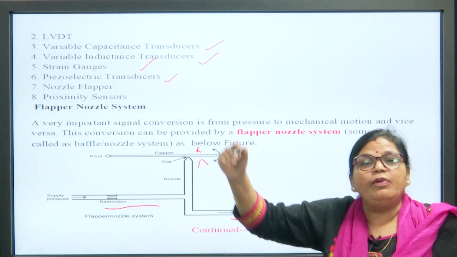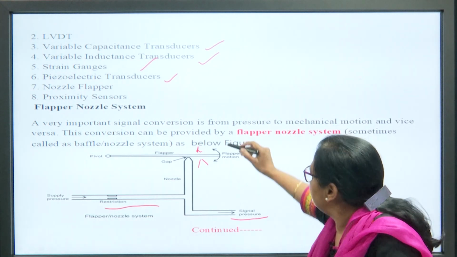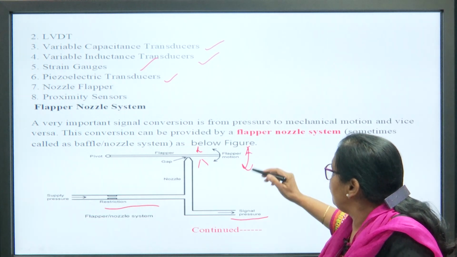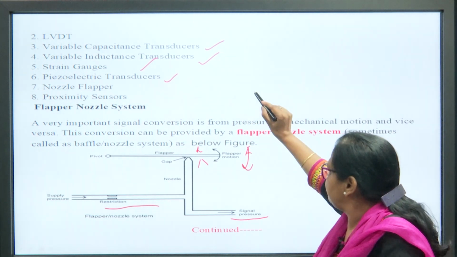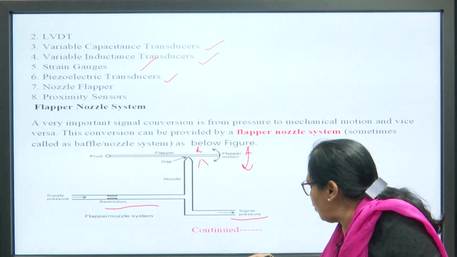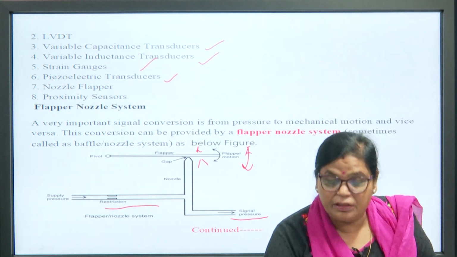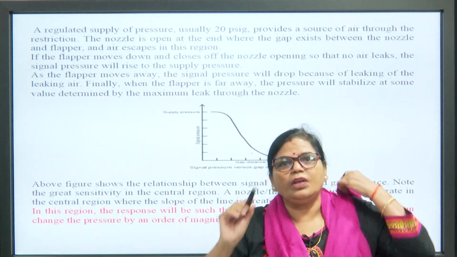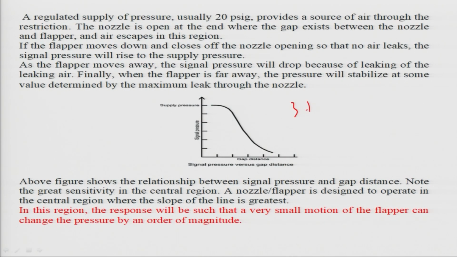It will go up or down, not left and right. It will move up and down. This flapper motion is up and down. When it goes up, some air will leak. When it comes down, there is no air leakage. This concept we are using in the flapper nozzle system. We can consider the motion. The range is 3 to 20 psi or psig.